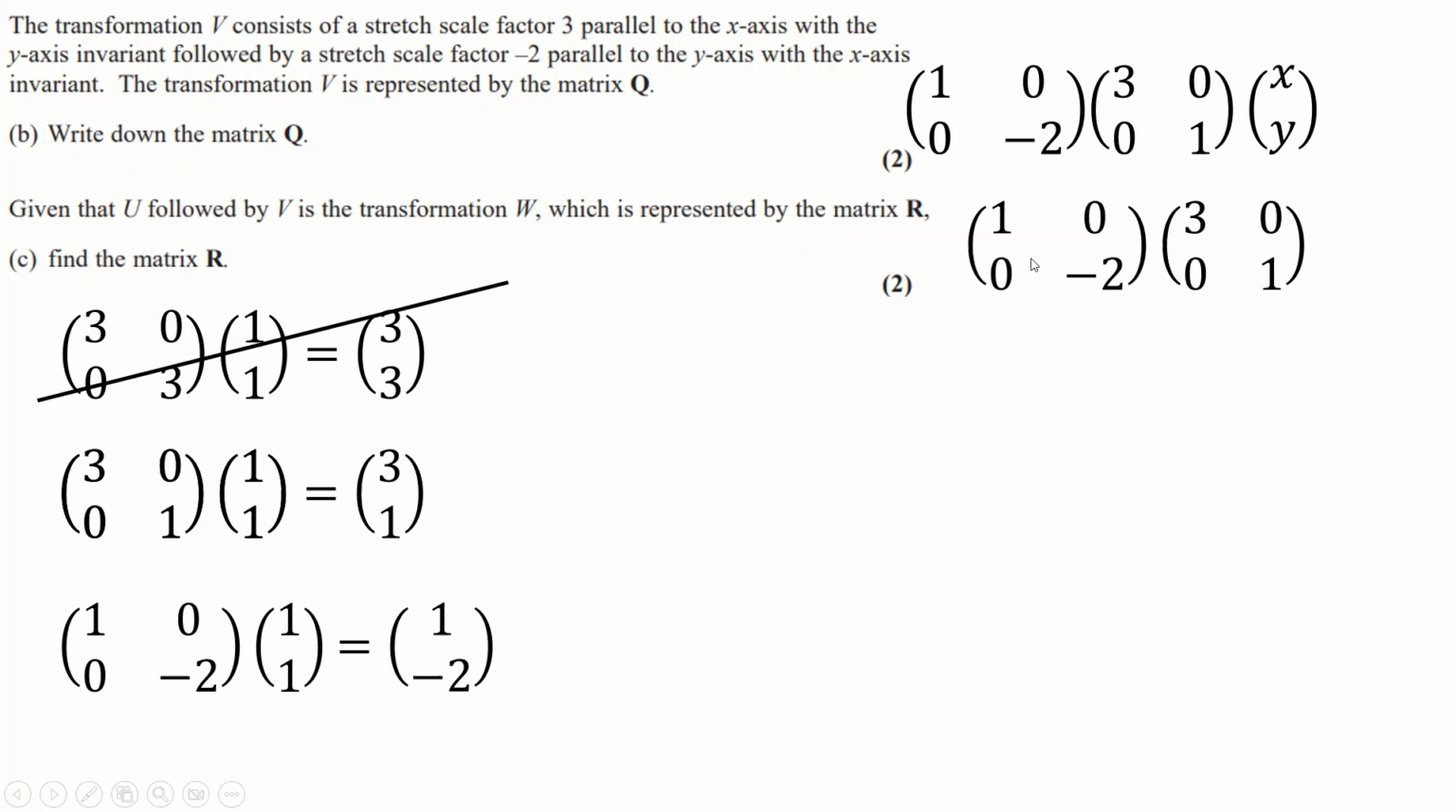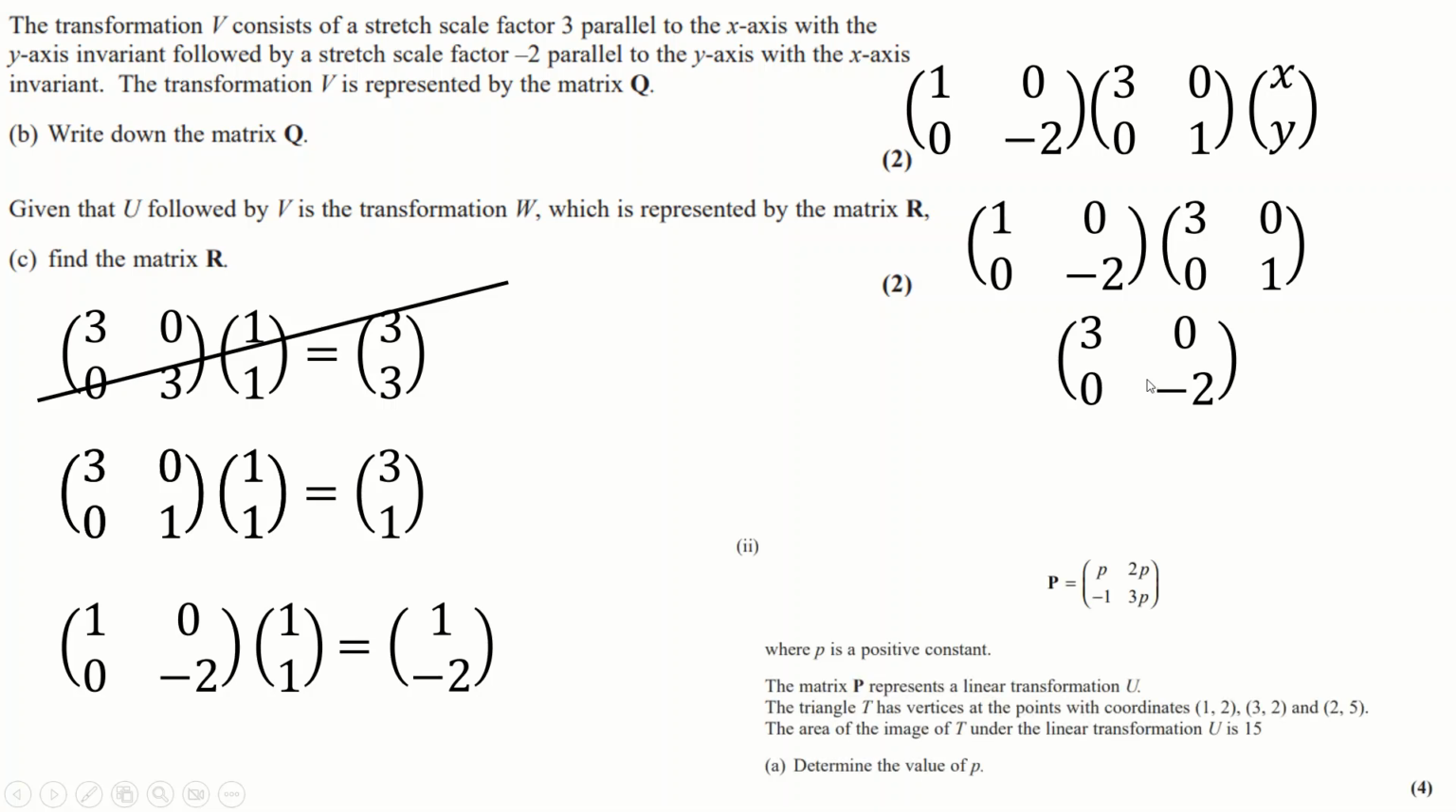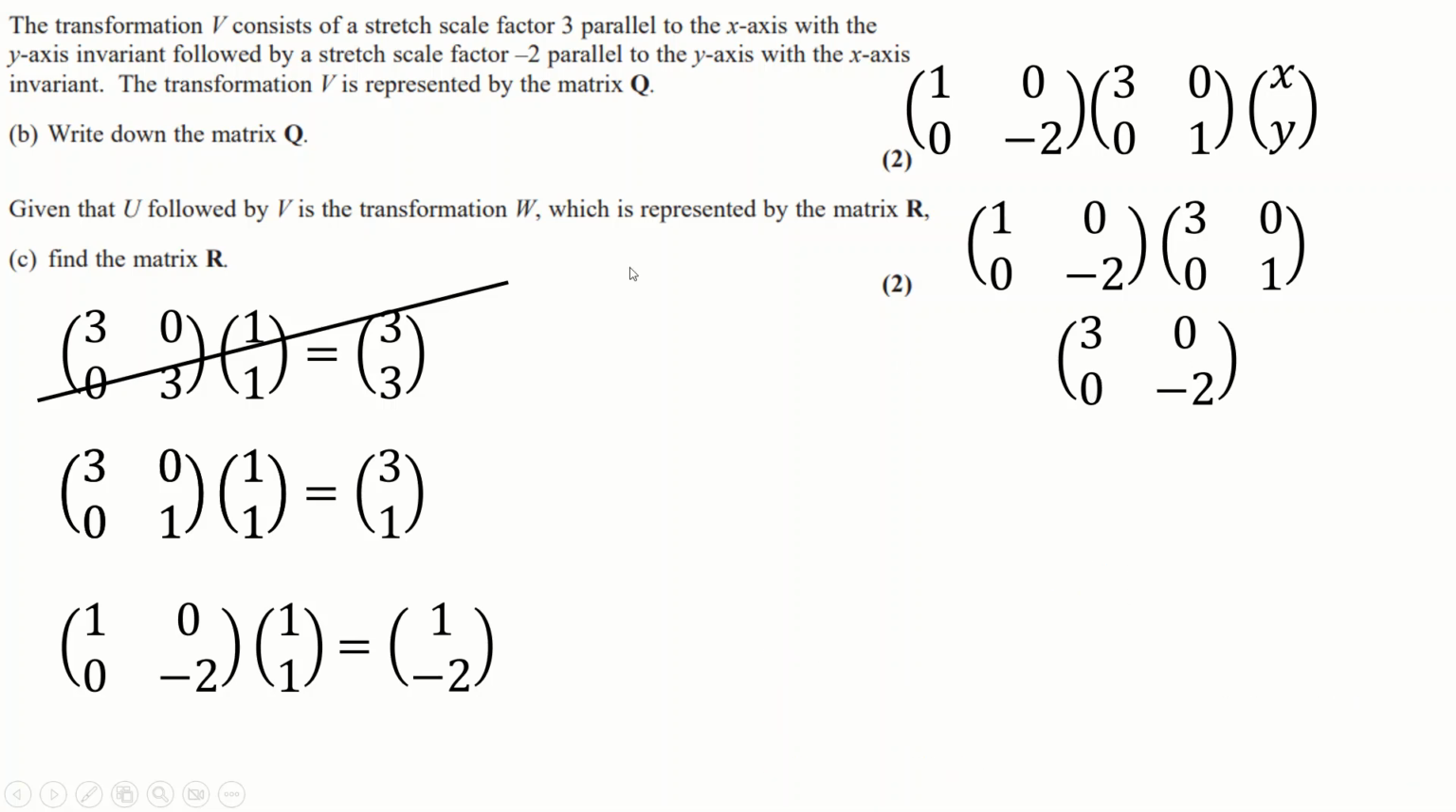It actually doesn't matter that you get that right in this question, because they multiply the same whichever order you do it, just because these two transformations are independent of each other, right? So this is the answer. You don't have to be perfect there, but that is Q.